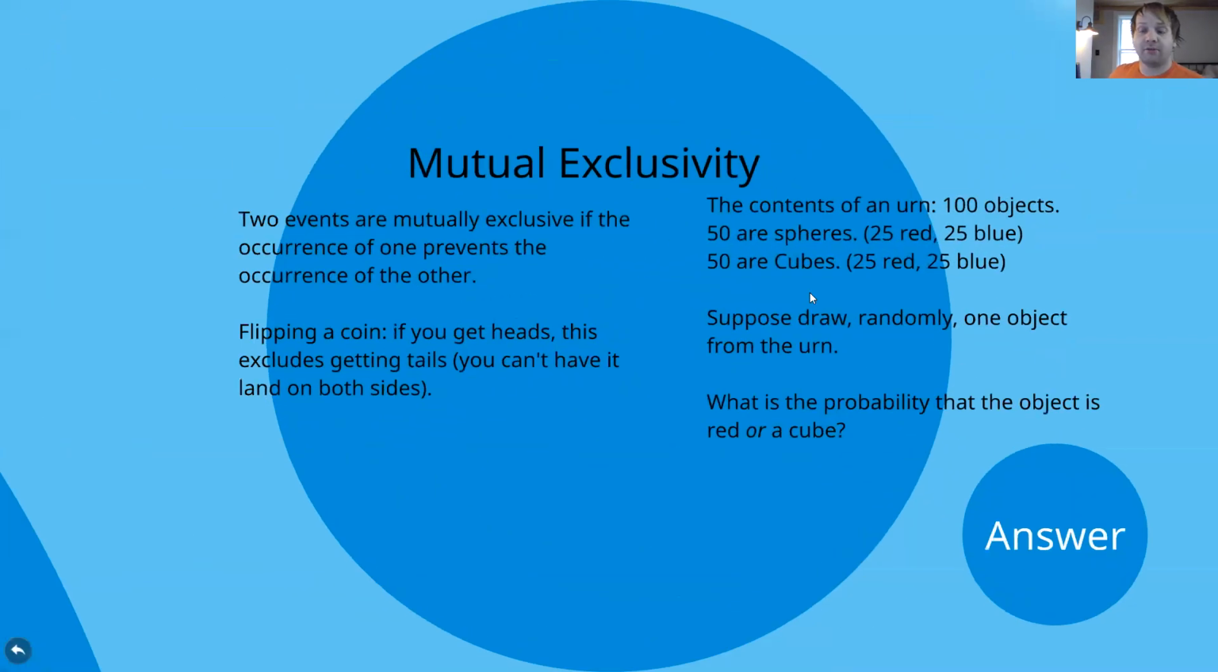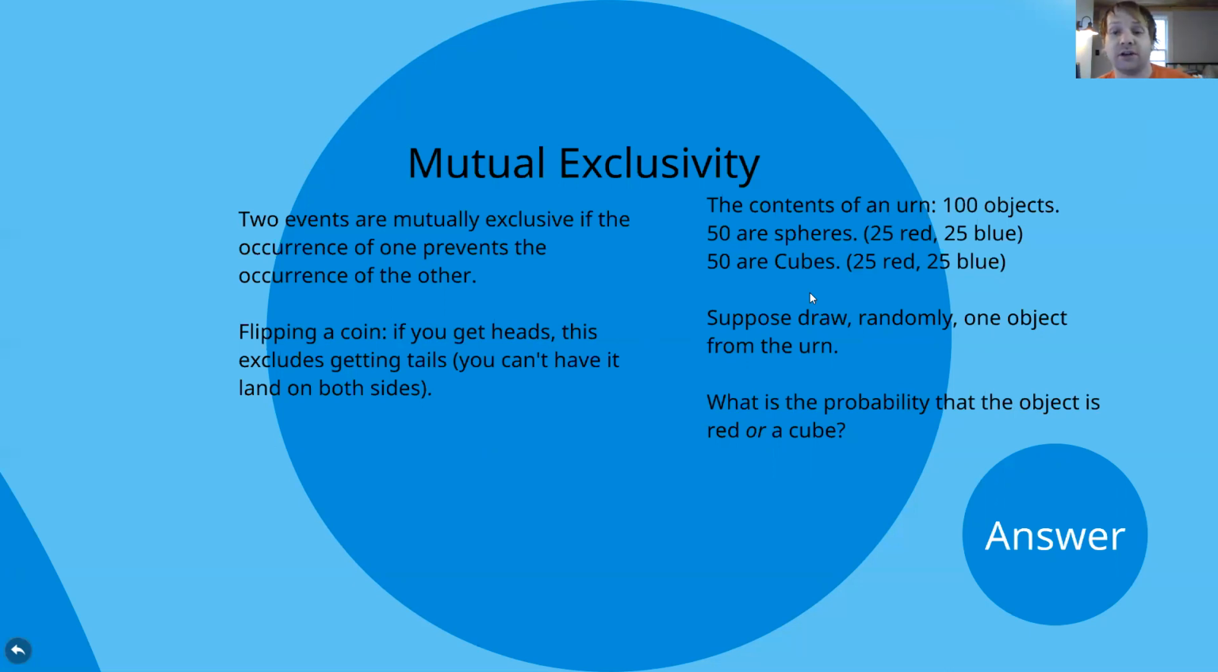So just to labor on it a little bit, if we look at different examples that deal with mutual exclusivity, we can probably get a better sense of what's going on here. So two events are mutually exclusive if the occurrence of one prevents the occurrence of the other. Let's say you flip a coin, you get heads, that excludes the possibility of getting tails. So those events are mutually exclusive.